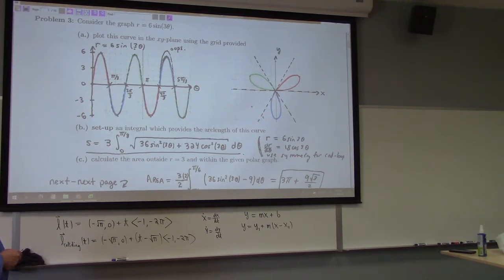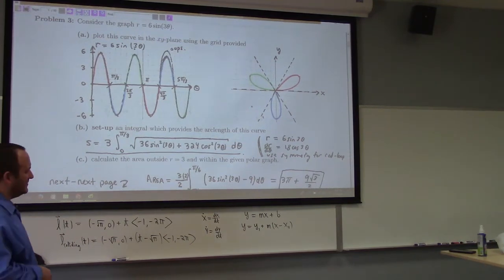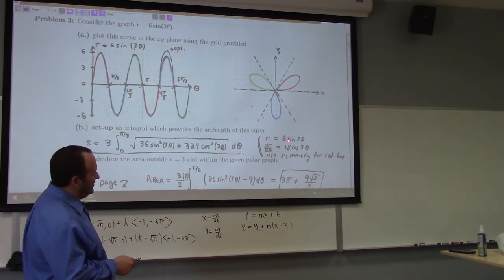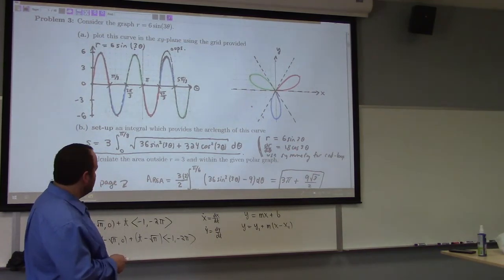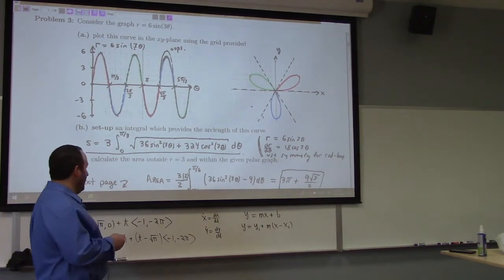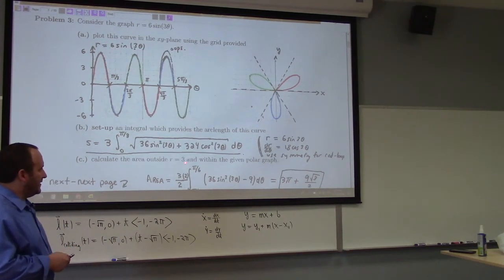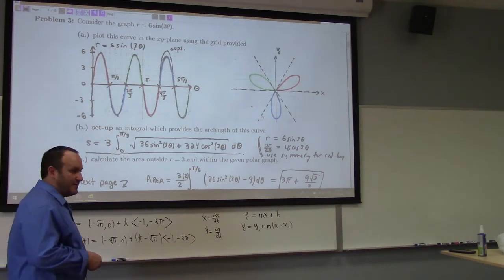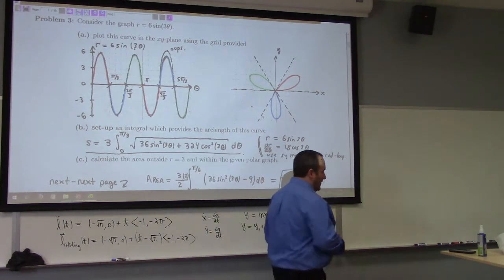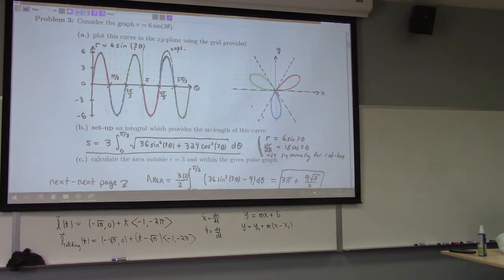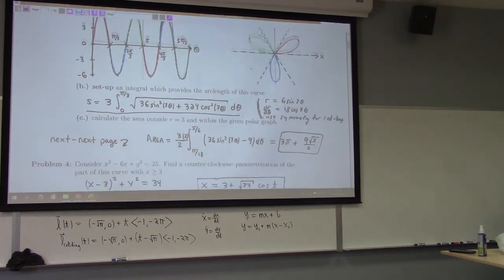Right? And then again, there's a square root. It comes back to the thing I erased down here a second ago. r is 6 sine 3 theta, dr d theta is 18 cosine 3 theta, and 18 squared is 324. All right. The area outside r equals 3 and within the polar graph, I'll do on a following page. I think it works out to this. Actually, next page.